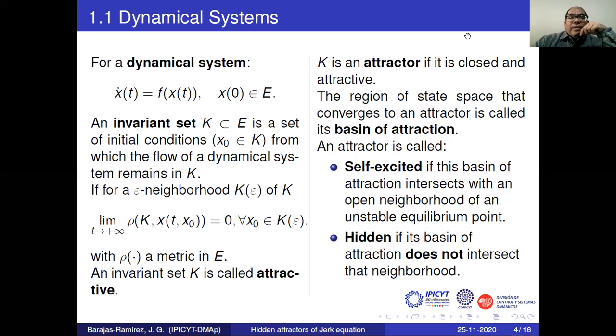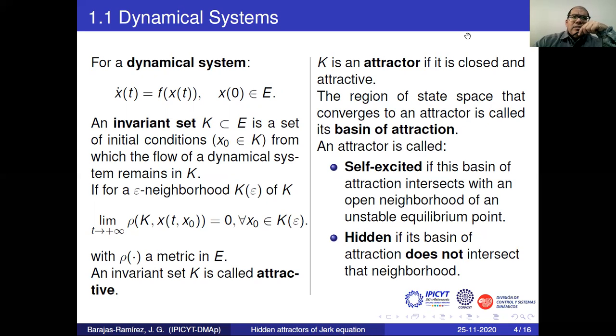Therefore, you can call the region of the state space where these invariant sets are attractive a basin of attraction. With these basic concepts, we can describe attractors as two types. Self-excited attractors, which is the name we give to attractors whose basin of attraction intersects a neighborhood of an unstable equilibrium point, and hidden attractors, which have the characteristic that their basin of attraction doesn't intersect the neighborhood of an unstable equilibrium point.